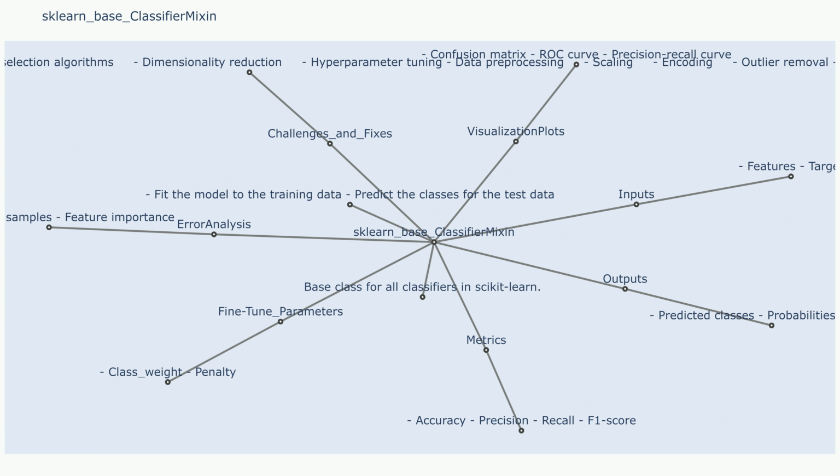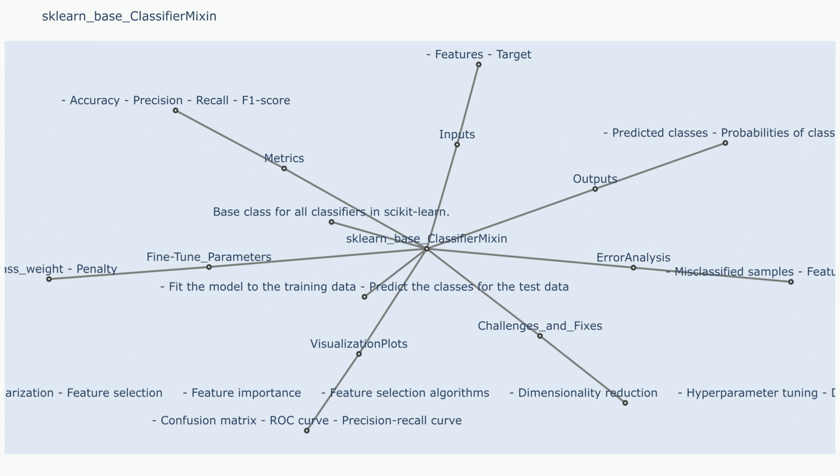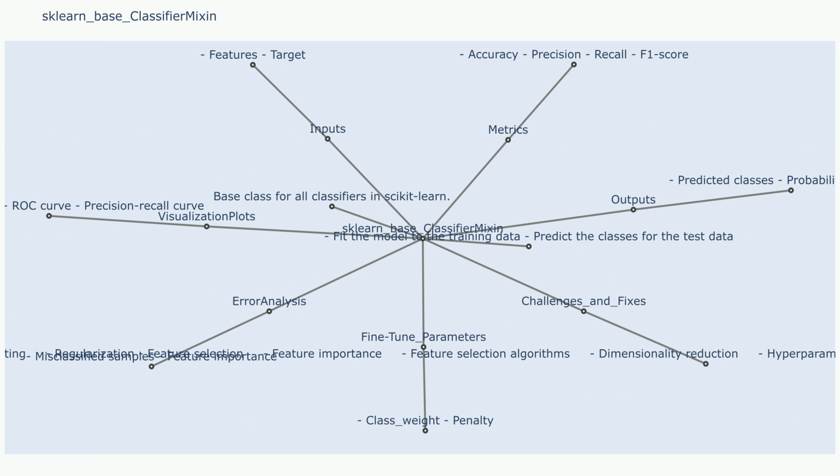Visualization plots. Confusion matrix: a visual representation of the classification results, showing the number of true positives, true negatives, false positives, and false negatives. ROC curve: a plot showing the trade-off between true positive rate (sensitivity) and false positive rate (1 - specificity) for different classification thresholds. Precision-recall curve: a plot showing the trade-off between precision and recall for different classification thresholds.